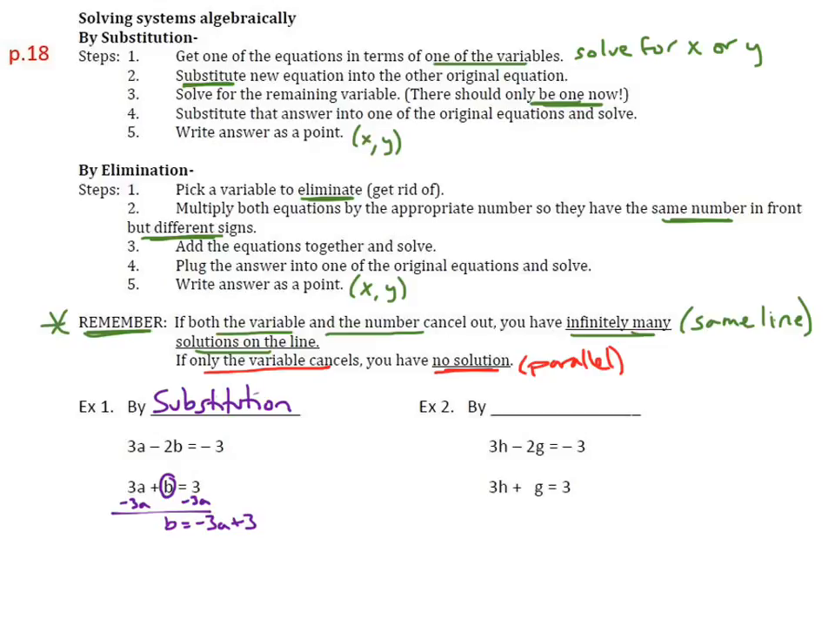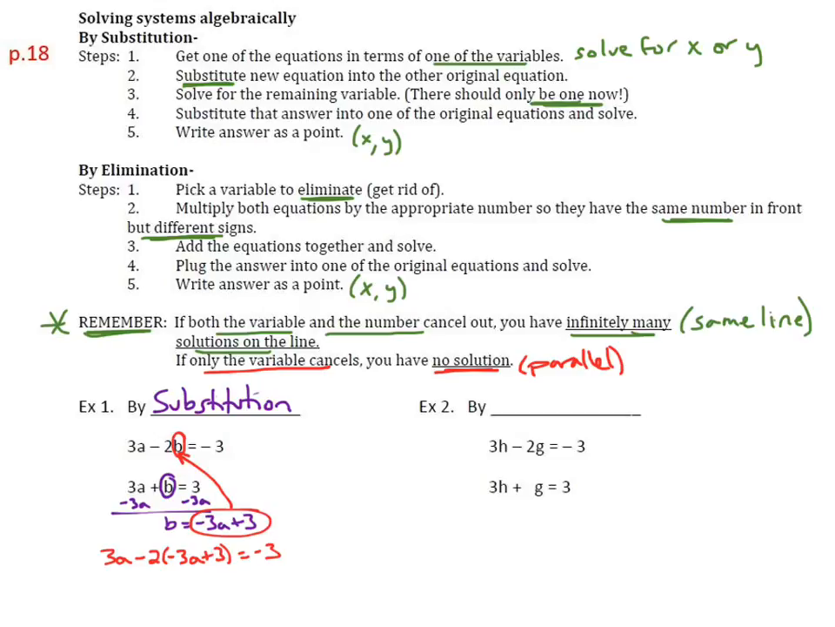Now I'm going to substitute that. Since I know the value of b is equal to negative 3a plus 3, I'm going to plug that back into that first equation where I see the b. So I'm going to write that down here where I have some more room. I have 3a minus 2 times my b value, which is now negative 3a plus 3, and that's equal to negative 3.